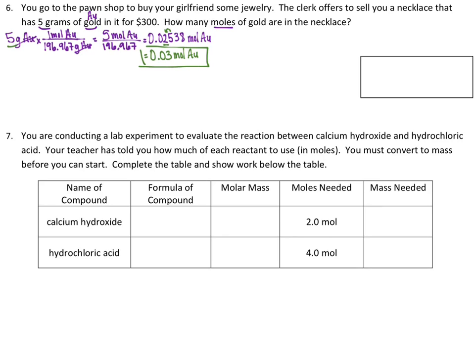Alright, last problem. It says you're conducting a lab experiment to evaluate the reaction between calcium hydroxide and hydrochloric acid. Your teacher has told you how much of each reactant to use in moles, okay? And so that information is right over here. You must convert to mass before you can start. So complete the table and show work below the table. So again, here you have 2 givens, okay? So the first thing I want to do is let's figure out the formula of the compound.